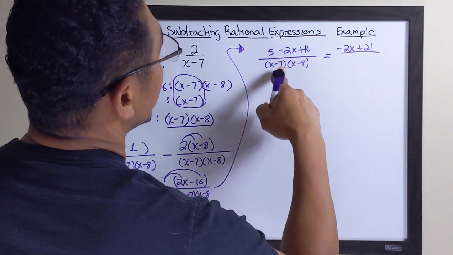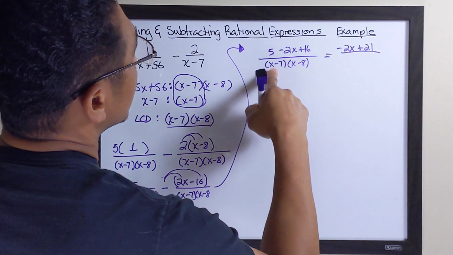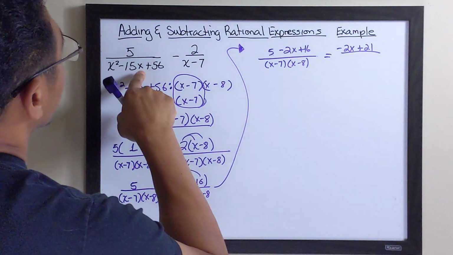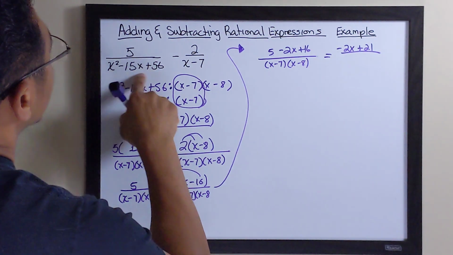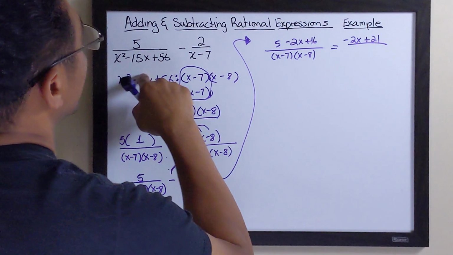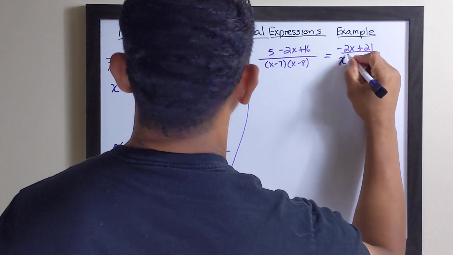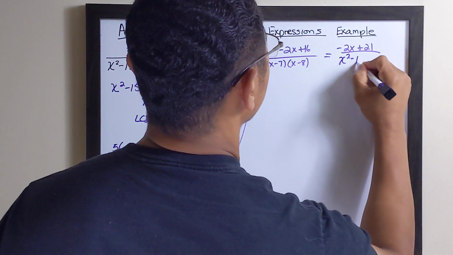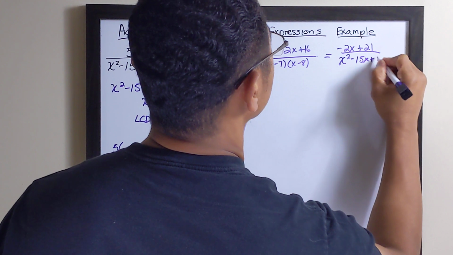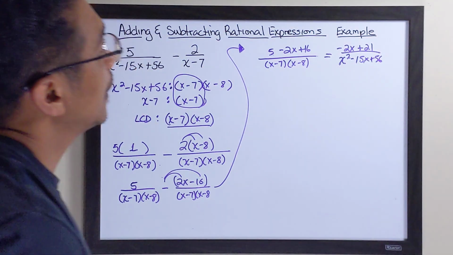all over. Now I can rewrite this denominator either in its factored form or in its polynomial form. Let's write it in its polynomial form, which is x squared minus 15x plus 56. And there you have it.